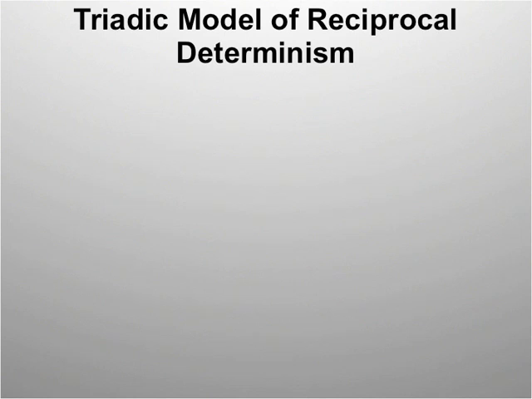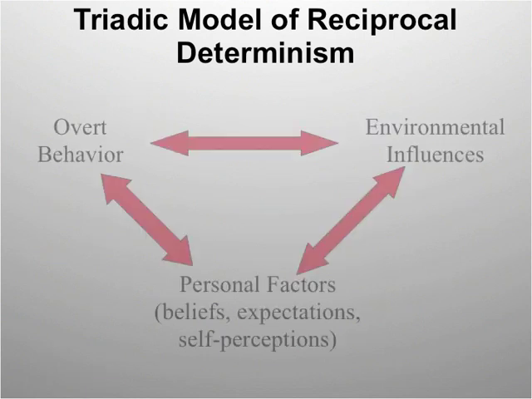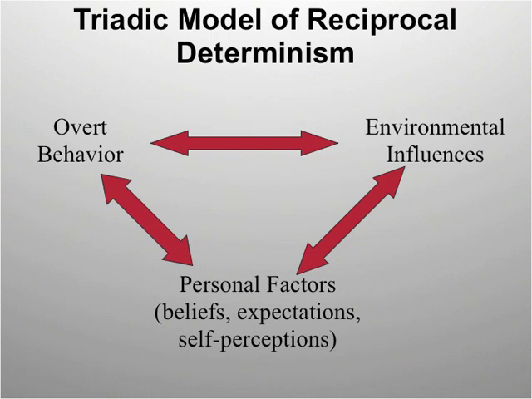What he did is he came up with something that we call the triadic model of reciprocal determinism. Triadic meaning that there are three parts, reciprocal meaning that they influence each other, and determinism meaning that it's a cause of behavior. So it looks something like this. You have overt behavior, or we could just call it behavior. We have the environment, so he's bringing in the early paradigms of radical behaviorism and focusing on the environment as a determinant of behavior. And then personal factors. These would be psychological in nature.